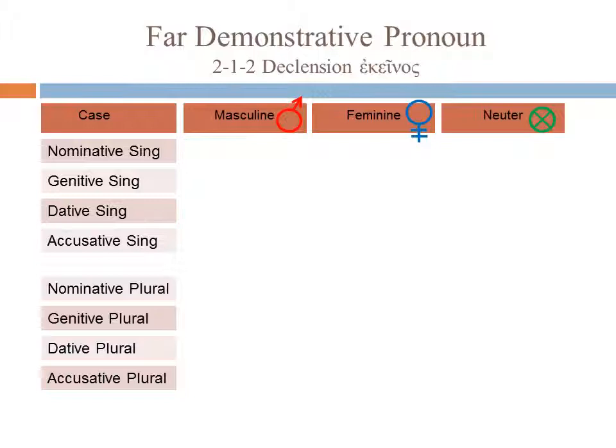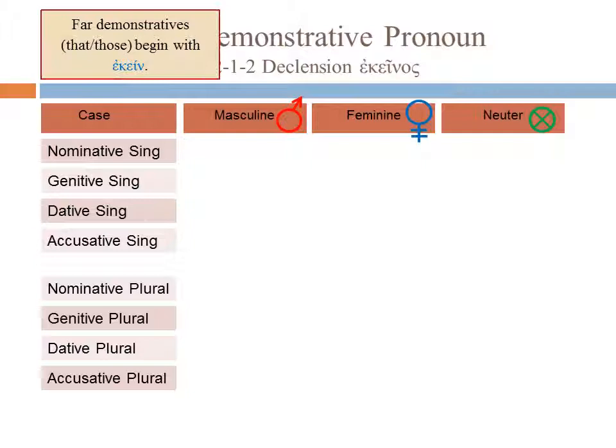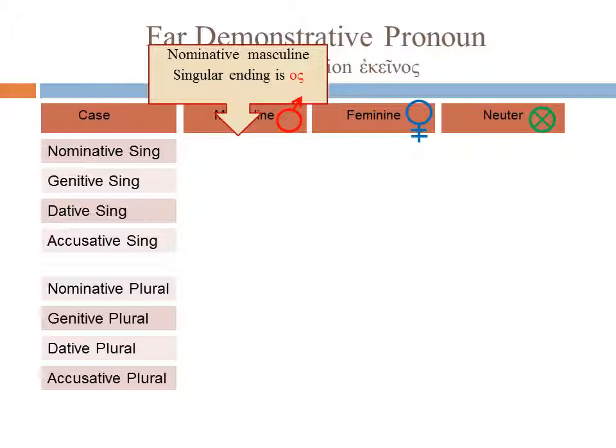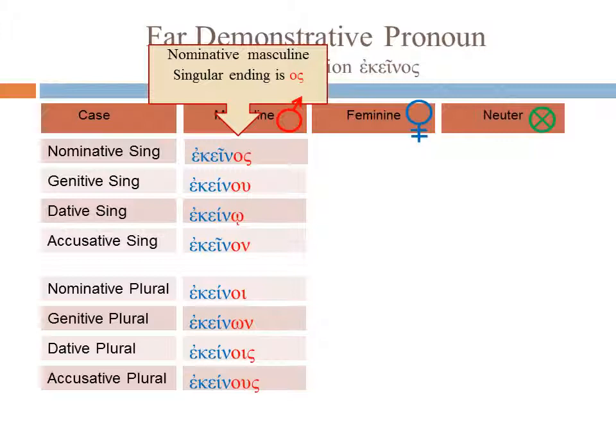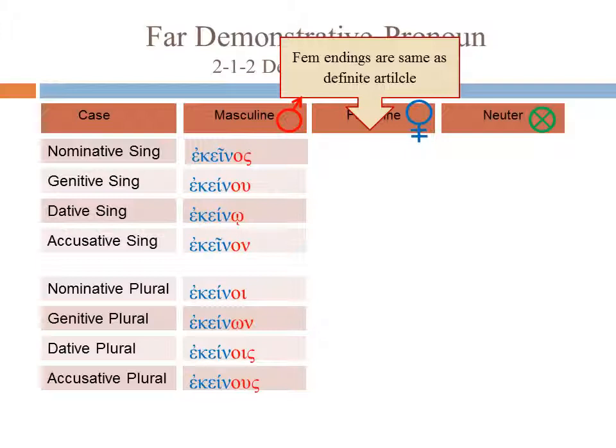The far demonstrative pronoun. Again, we have a standard 2-1-2 declension. There is absolutely nothing to learn except that this pronoun begins with ekein, and then it has 2-1-2 endings added to it. But there's nothing different. The singular masculine ending is omicron sigma, ekeinos, and then we have just standard second declension. Feminine is the same as the definite article, ekeine, then eta for the ending.